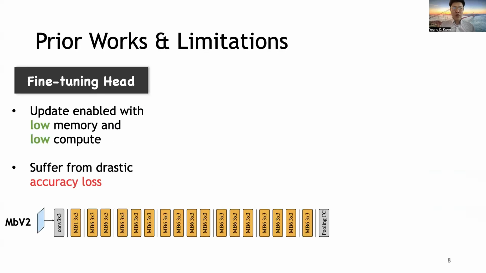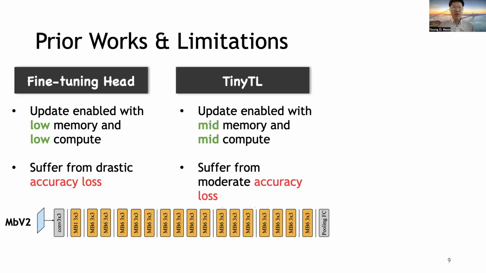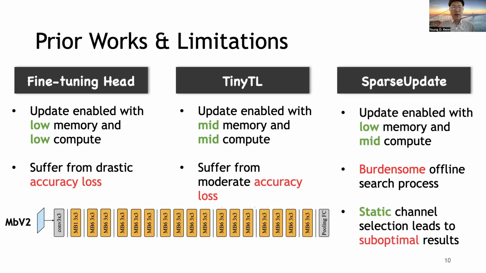Now, let's have a look at the literature in this area. First, the naive approach is to only fine-tune the head or last layer. The amount of memory and computation required is minimal, but the accuracy degradation is the largest. Second, tiny transfer learning, TinyTL, adds a lite residual model to each block of the backbone network. Then it freezes the original backbone and only updates those added blocks. This way, you can save computation and memory, but it still suffers from moderate accuracy loss. Last is sparse update. This method selectively updates a few layers and channels of each layer so they can save memory and computation. However, it has to identify important layers and channels by going through burdensome offline search processes, which may require testing a few thousand different configurations.